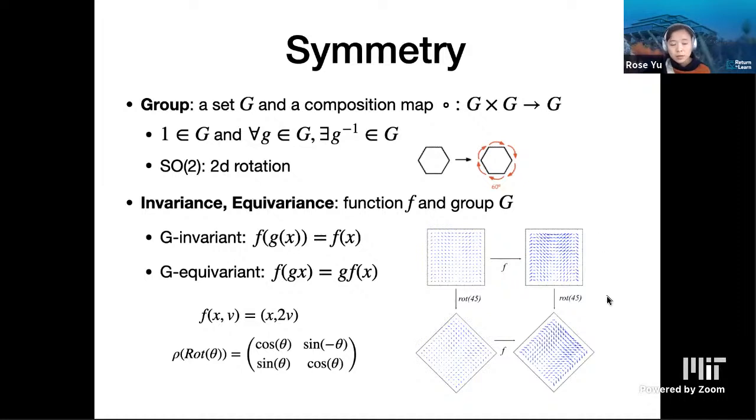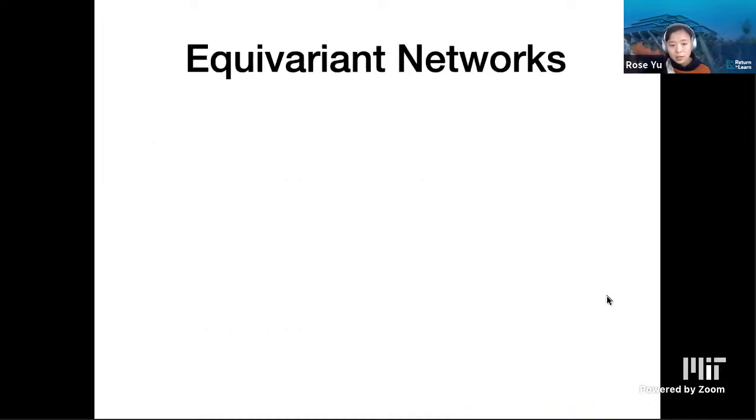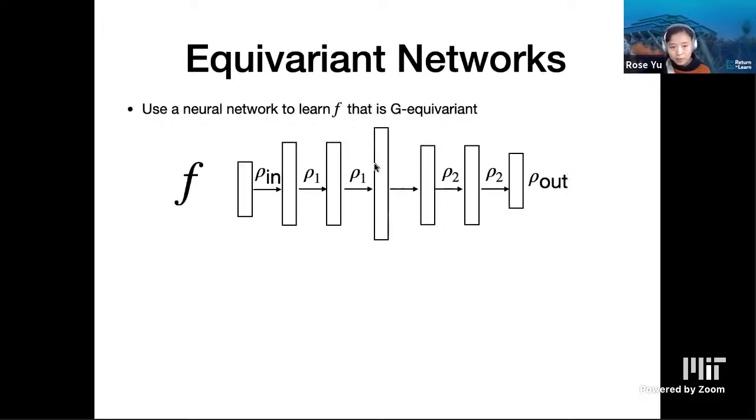Okay, so then the question is, well, how can we build neural networks that satisfy this kind of condition? It's actually quite simple, because we know neural networks are universal function approximators. So if we want a neural network to be symmetry aware, to be equivariant to a particular group transformation, then we just need to ensure every layer satisfies this kind of condition, right?